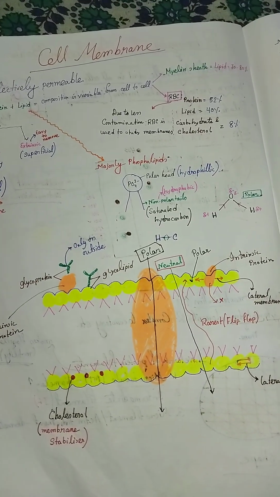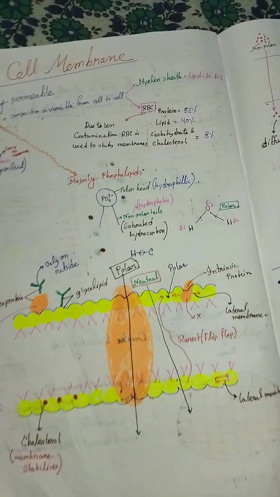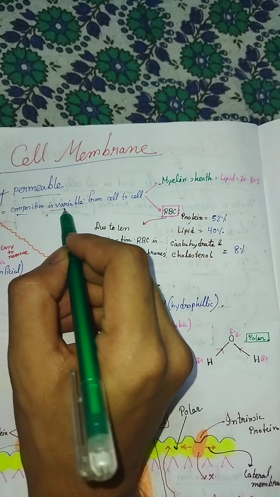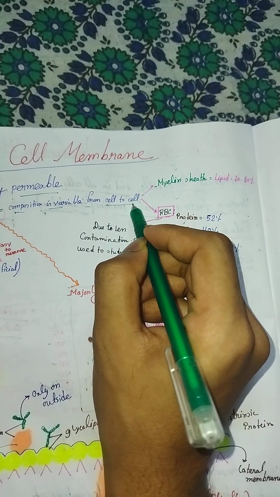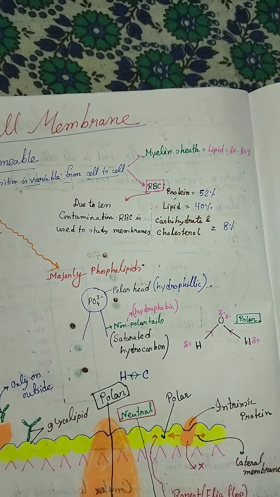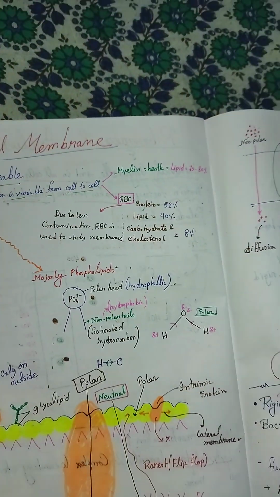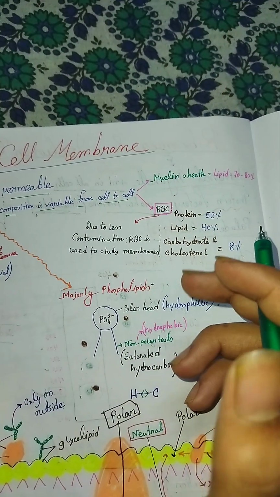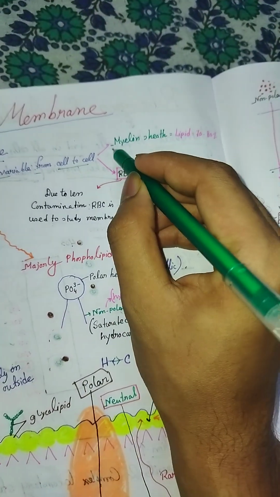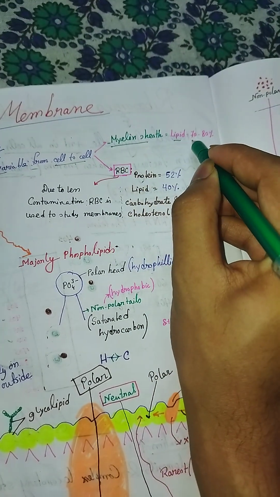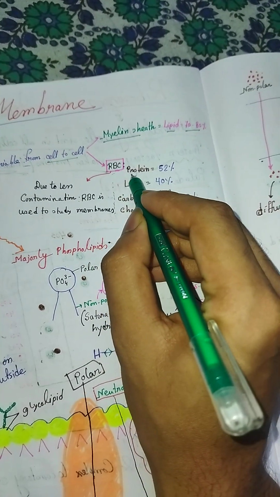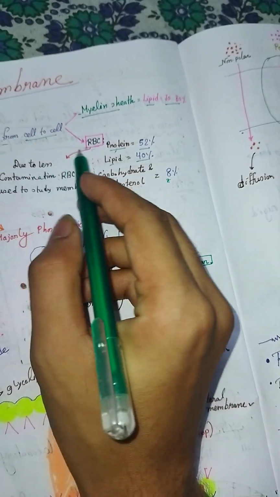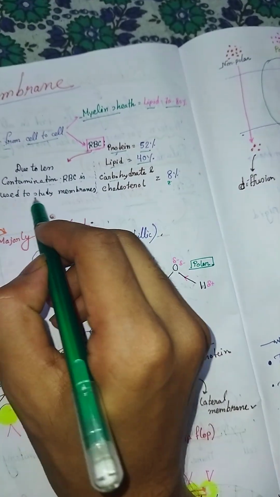It is also called the plasma membrane or plasmolemma. It is selectively permeable. It has a protein plus lipid composition, which is variable from cell to cell. The mature mammalian RBC is used for membrane research as it has no membrane-bound organelles, so there is no contamination in the membrane. Cell to cell: first is the myelin sheath, with lipid 70 to 80%. Second is the RBC, with protein 52%, lipid 40%, and carbohydrate and cholesterol 8%. Because of less contamination, the RBC is used to study membranes.